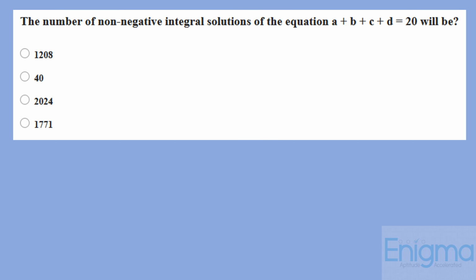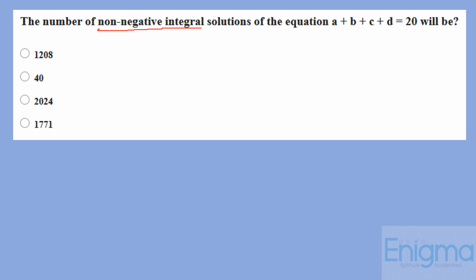The number of non-negative integral solutions of the equation a plus b plus c plus d is equal to 20 will be. Now let's solve this question. There is a general formula for these type of questions involving non-negative integral solutions.